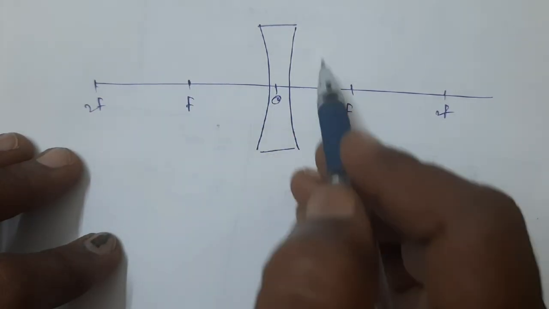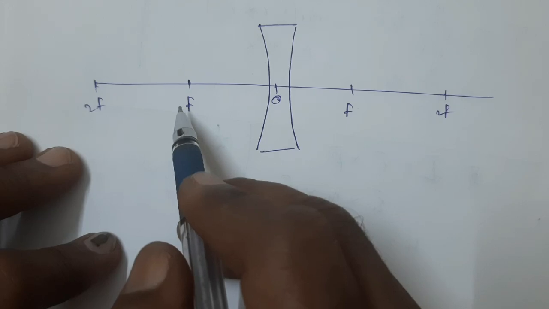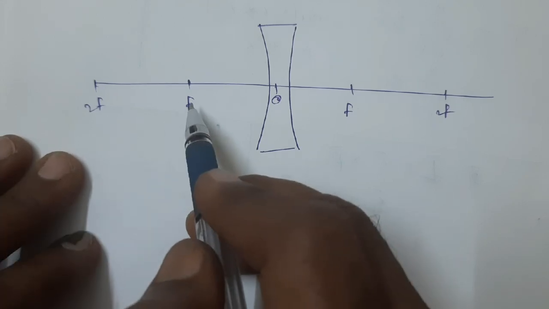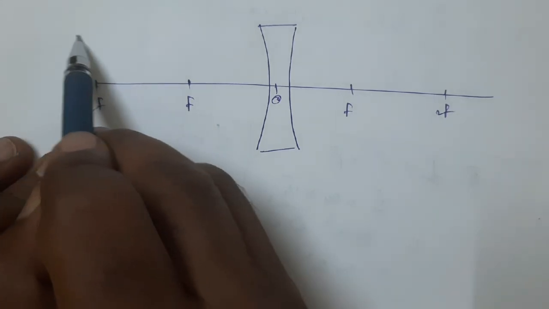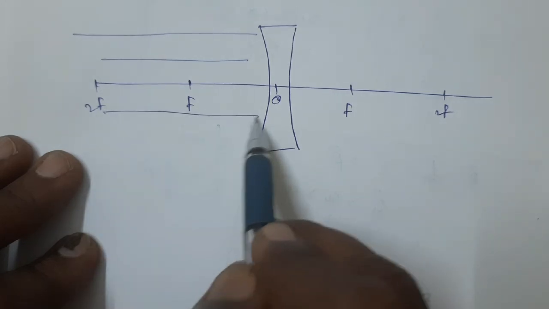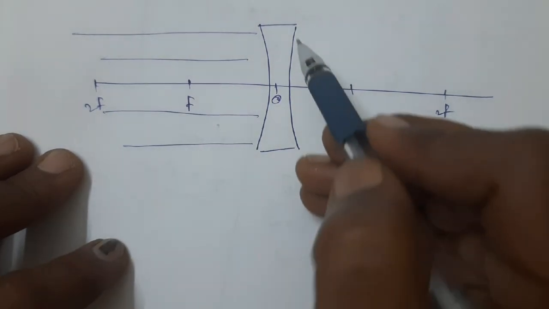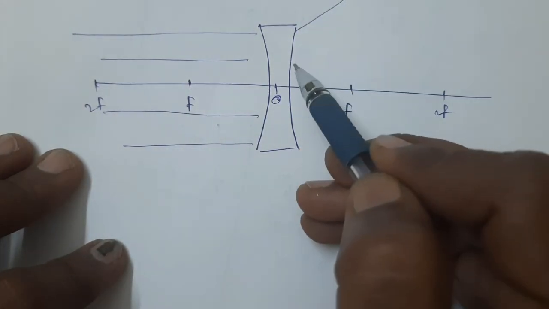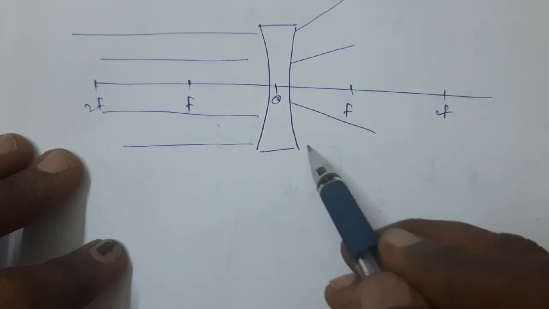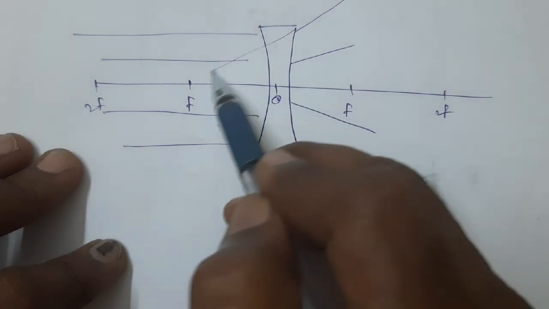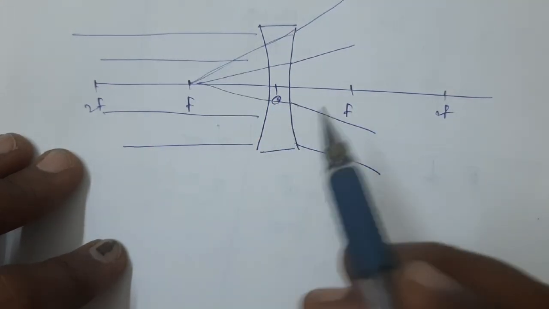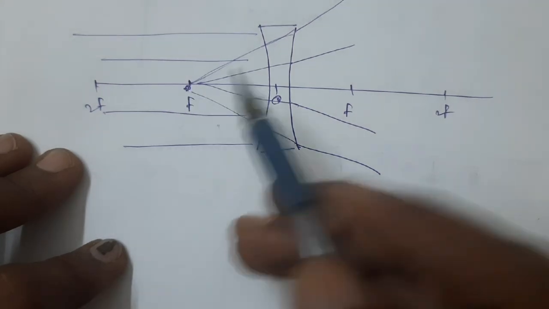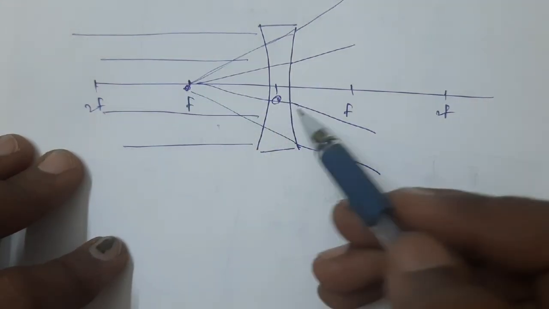Now what about in case of a concave lens? I can think about different positions. Suppose the object is at infinity, the rays are parallel to each other, and I know that after passing through the concave lens, they diverge away from each other and they are supposed to be emerging from a point which is known as the focus. Correct? They are supposed to be emerging from the point.